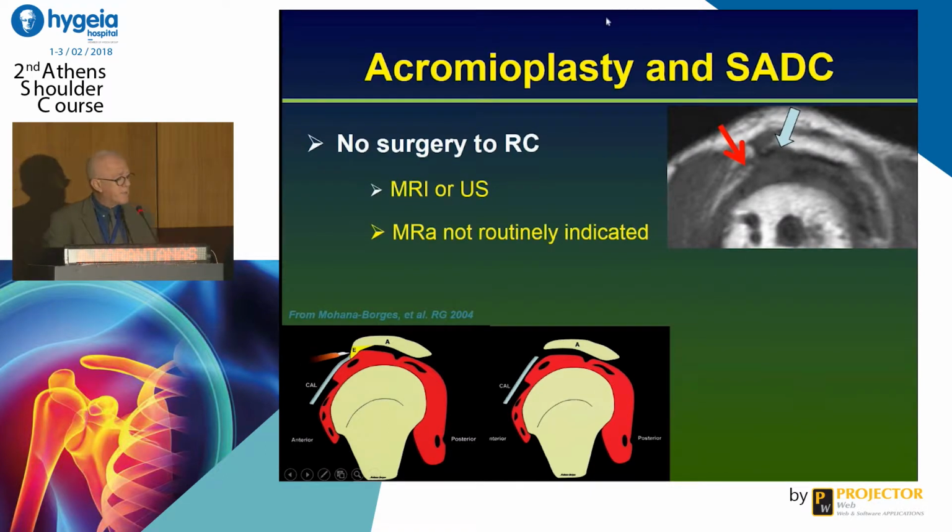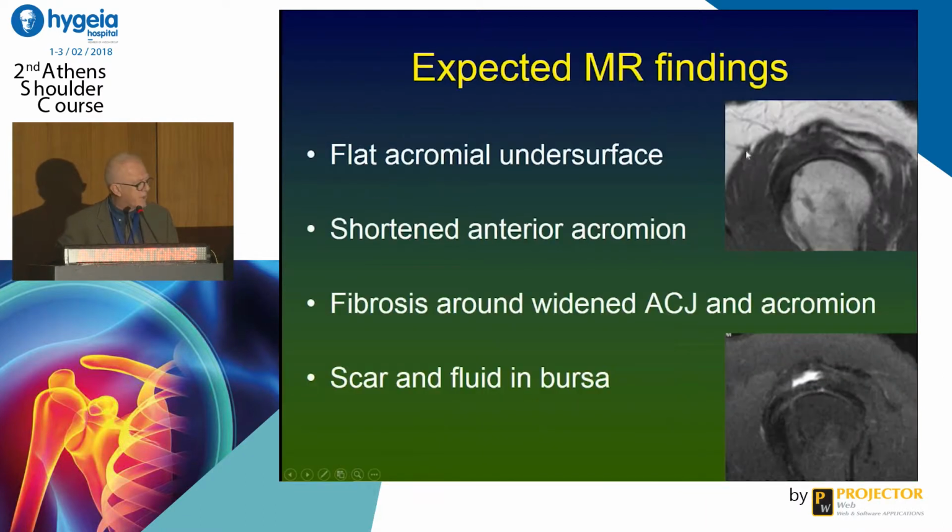So in the acromioplasty and subacromial decompression without any surgery to rotator cuff disease, we need to go either with MRI or with ultrasound for assessing the postoperative patient. MR arthrography is not routinely indicated. Here we see the hooked acromion. If it's removed, we have a flattening here of the acromion without any insertion of the coracoacromial ligament. These are the results here. That's the hook. We have a flattening, and the ligament is gone. We have just a fibrous tissue here, which is loose, no sharp borders. It's not attached to the acromion. That's release of the ligament.